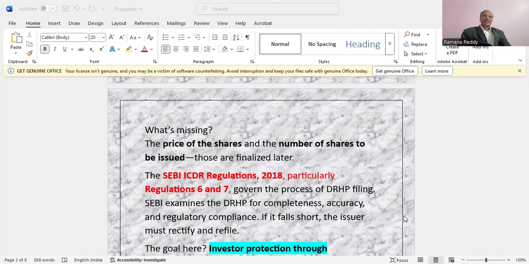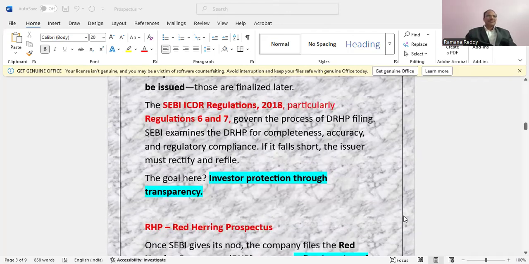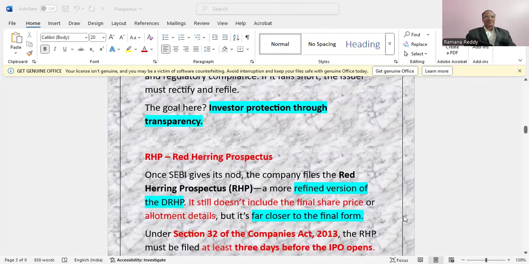Those are finalized later. The SEBI ICDR Regulations 2018, particularly Regulation 6 and Regulation 7, govern the process of DRHP filing. SEBI examines the DRHP for completeness, accuracy, and regulatory compliance. If it falls short, then the issuer must rectify and refile. So the goal is investor protection through transparency.